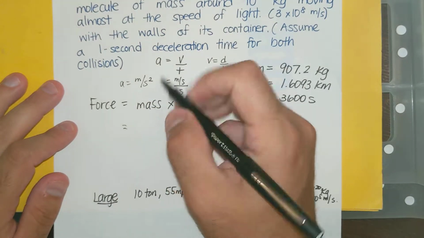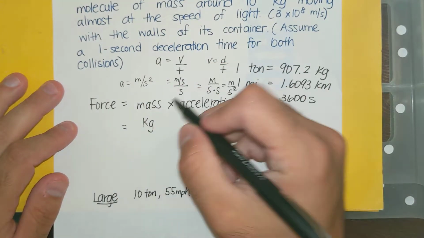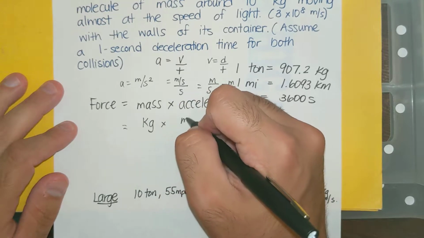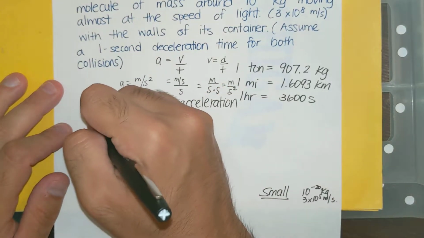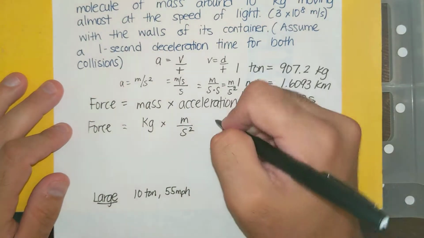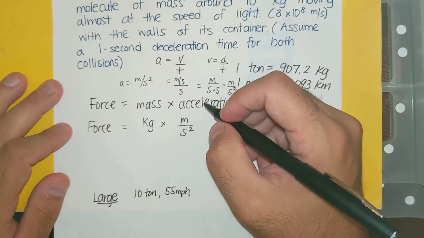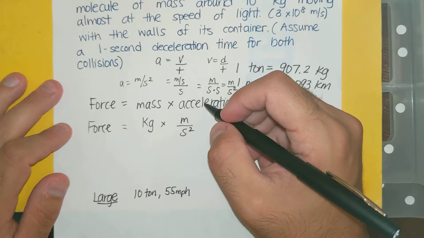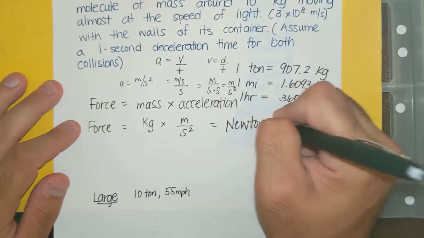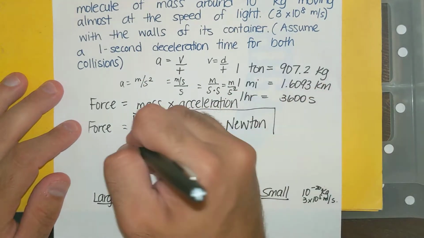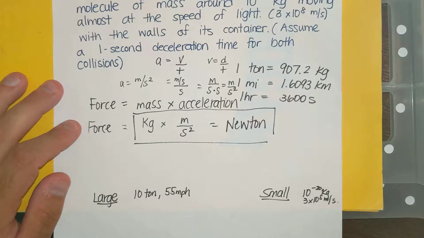For SI units for mass, it's kilogram. So we have kilograms times meters per second squared. This is equal to force. Another unit for force is known as the Newton. So a Newton in SI units is kilograms times meters per second squared.